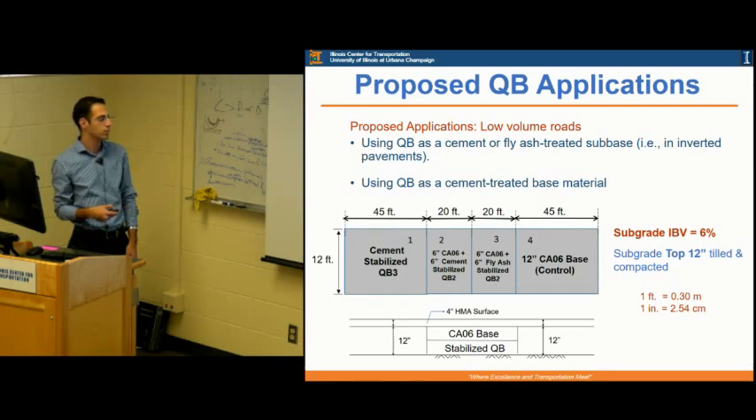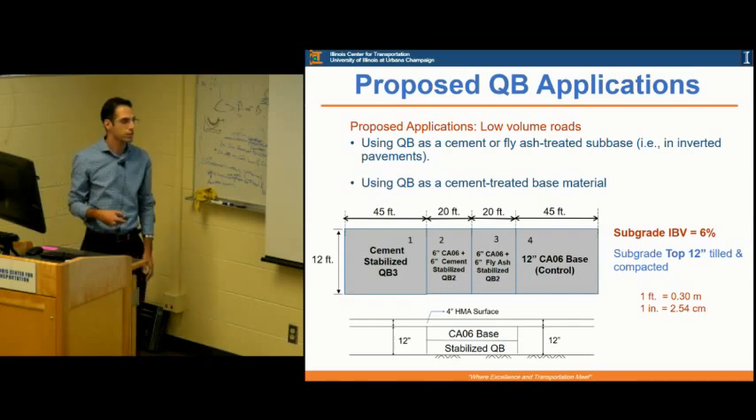So we're also building another cement stabilized quarry byproduct section, which has a different type of quarry byproduct, the same amount of cement, 3% cement by weight. We also have 2 test sections that are inverted pavements. So we have the stabilized quarry byproduct mixed with cement or fly ash in 2 separate sections. And they are topped with regular base material, so 6 inches of the stabilized quarry byproduct and 6 inches of the base material, and topped with 4 inches of HMA surface.